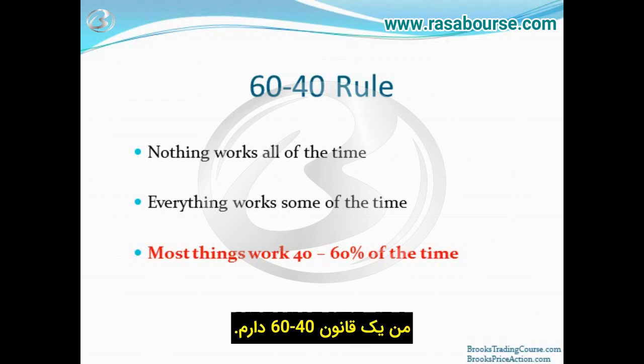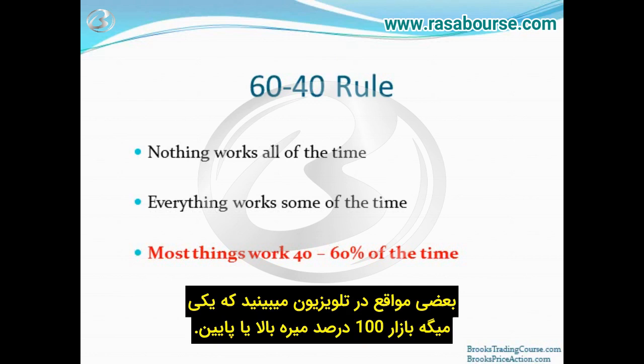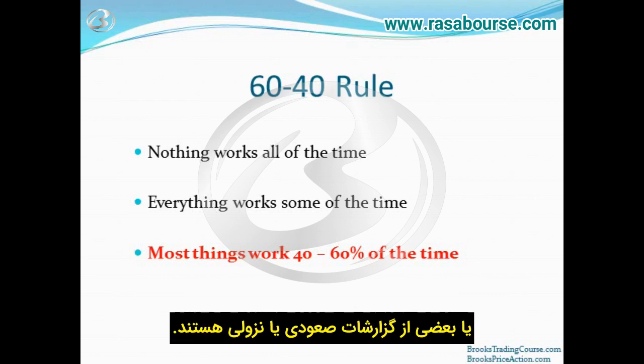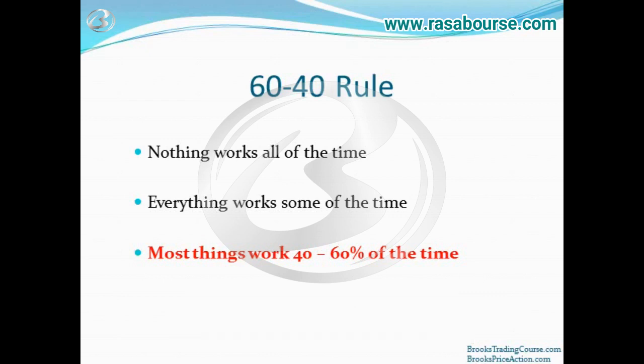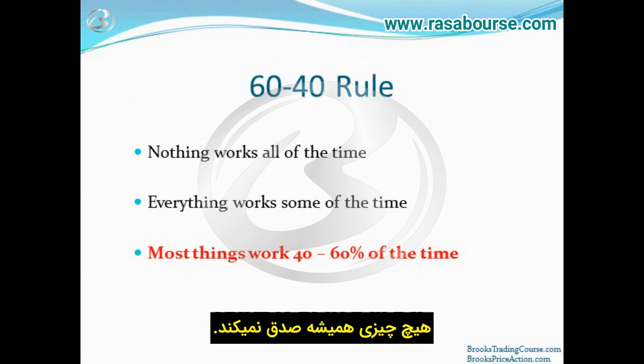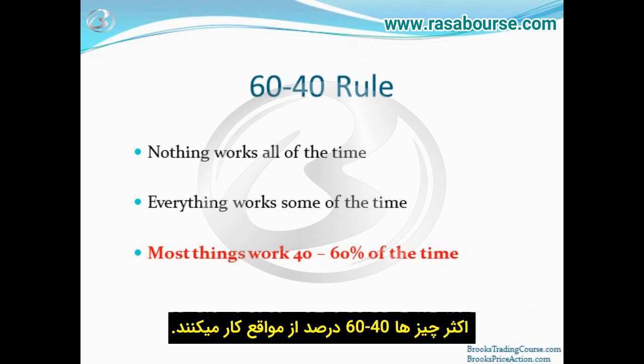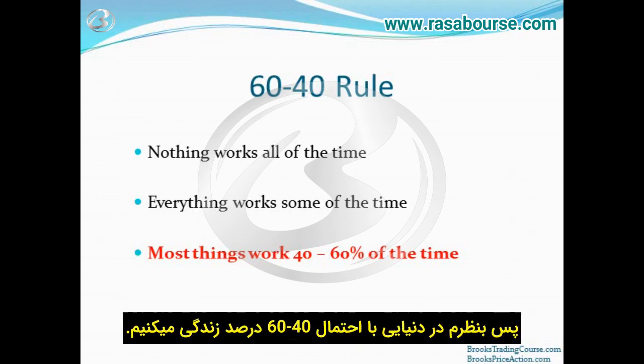I have a 60-40 rule. And sometimes on television you'll see someone insisting that the market is definitely going up or definitely going down, or some report is definitely bullish or bearish. Nothing works all of the time. Everything works some of the time. Most things work 40 to 60% of the time. So I think we live in a world where the probability is 40 to 60%.